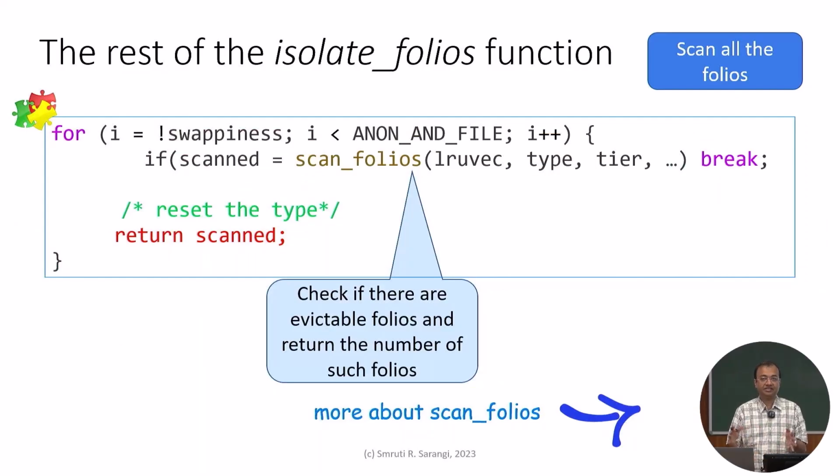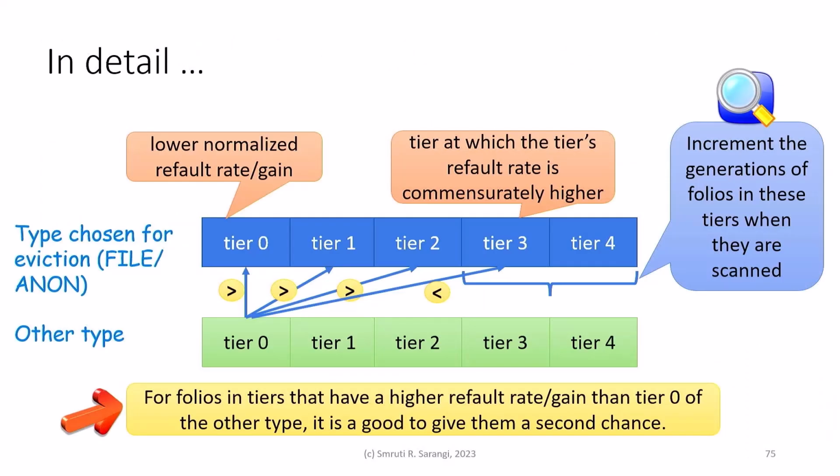So given that we have seen the logic for selecting either the anon type or the file type over here, where the basic idea is simple. We compare the statistics for tier 0, which is the normalized refault rate, divided by the gain. And clearly for the one that is lower, we would try to increase the refault rate by an eviction. That is why we do that. And for some of the tiers whose access frequency is higher, they are given a second chance. And of course, in this case, the refault rate is also higher. So that is why they are given a second chance.